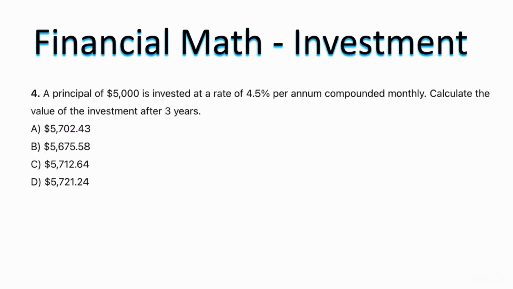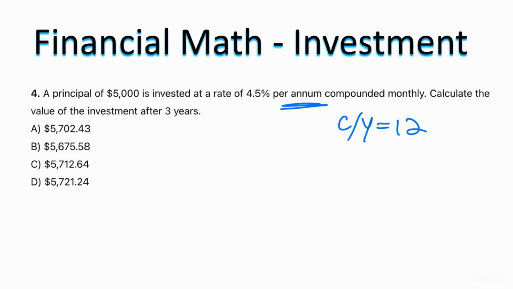Number 4 is a financial math question. A principal of $5,000 is invested at a rate of 4.5% per annum compounded monthly. Per annum just means per year, and compounded monthly is going to become very important because in the calculator that means C per Y is 12. Calculate the value of the investment after 3 years.